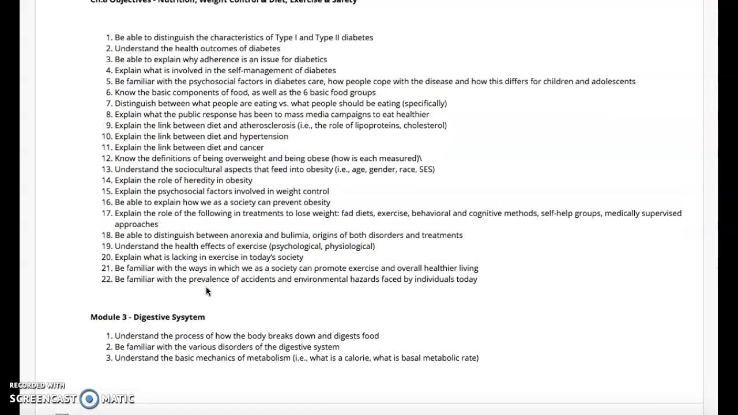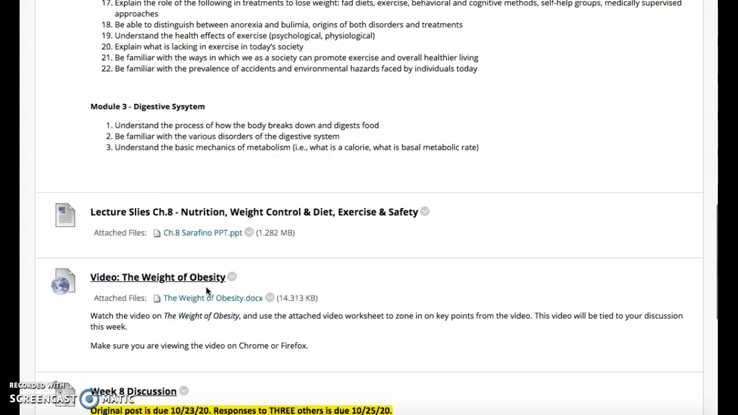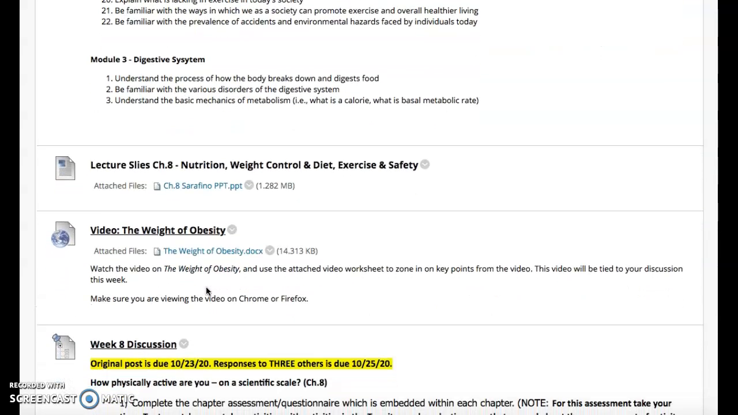We're also covering Module 3, the digestive system, so that's back in Chapter 2. You're just going to cover that segment on the digestive system. Your lecture slides are here. We have one video this week. It's called The Weight of Obesity.